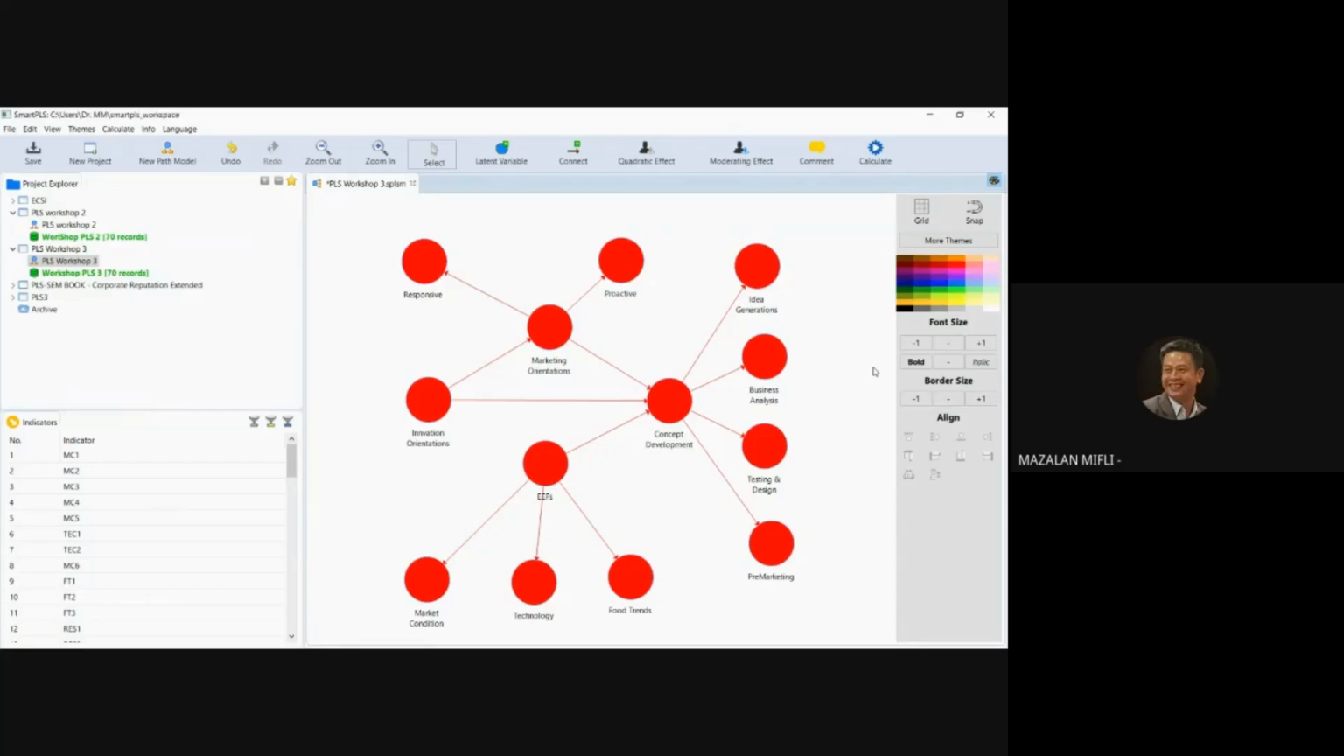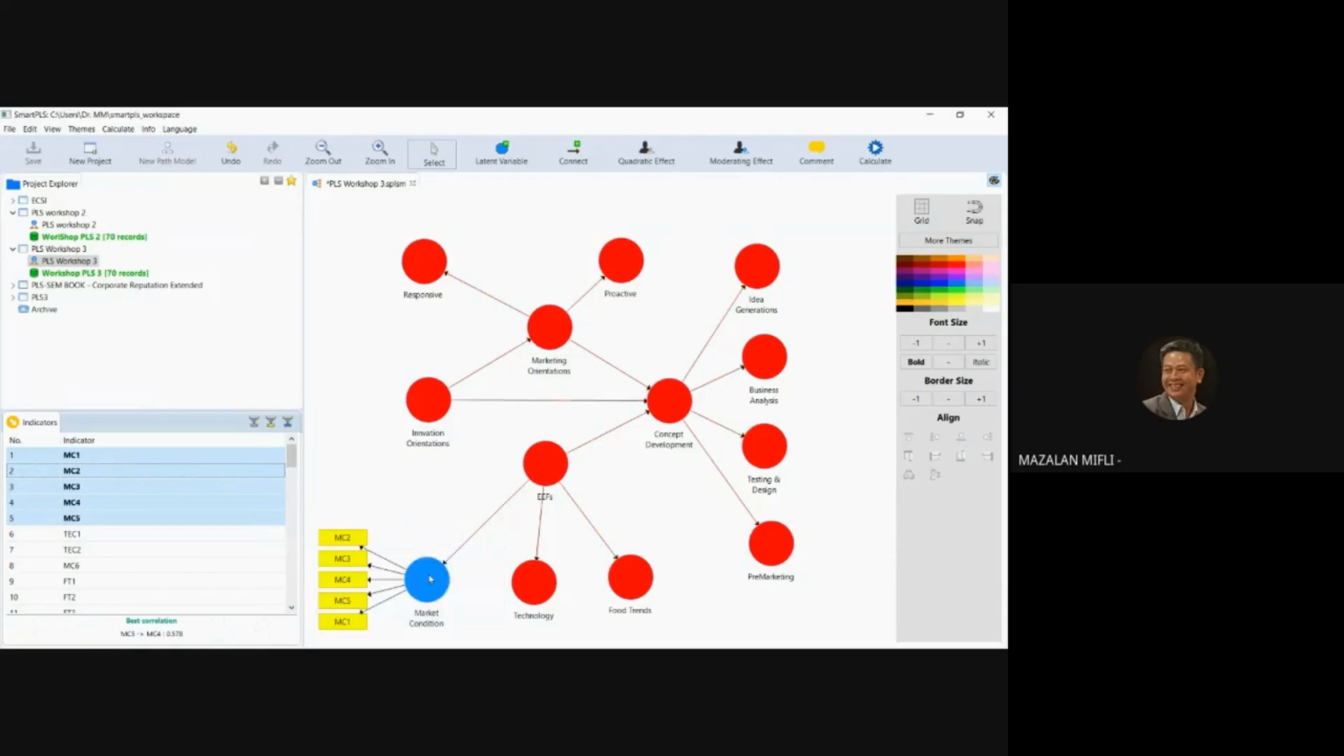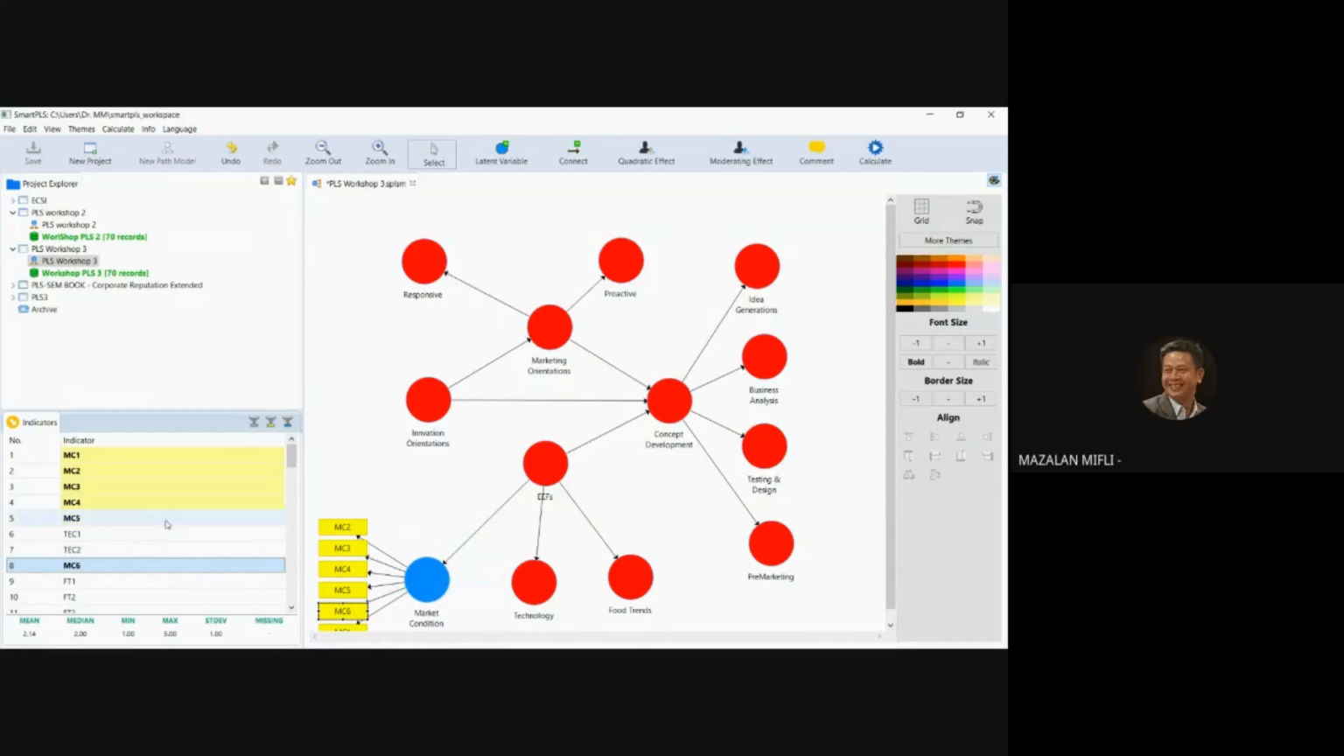But they are still red colors because I have not brought the indicators to their respective latent variables. So let's do it. Okay, so this is MC1. I know this is MC1. Market conditions. Then there's another one here. There you go. Okay, and then I know that this tech 1 and tech 2 are technologies.